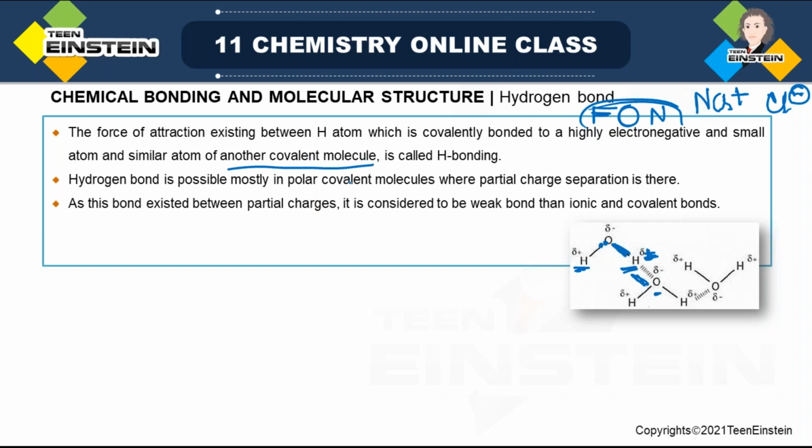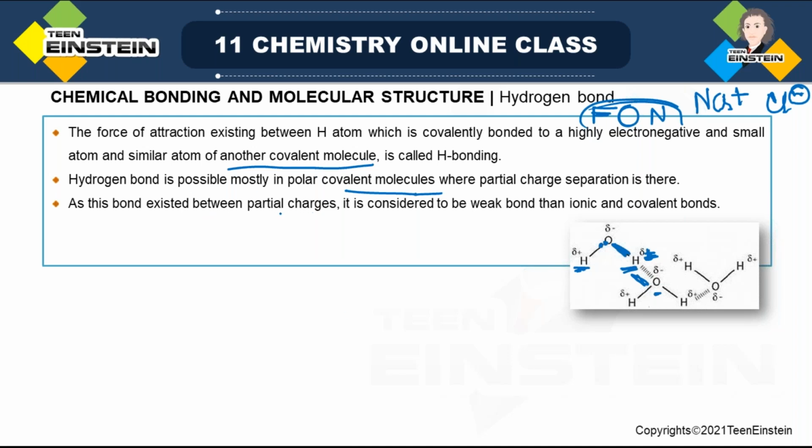Hydrogen bond is possible mostly in polar covalent molecules. Now water is polar covalent. What is polar covalent? When a covalent bond is present in any molecule, you can call it a covalent molecule. Water is also a covalent molecule, but because of the electronegativity difference between oxygen and hydrogen, some partial polarity character is generated. So it is not purely covalent, but a polar covalent molecule, where partial charge separation is present. Only in this type of molecule is hydrogen bond formation possible.